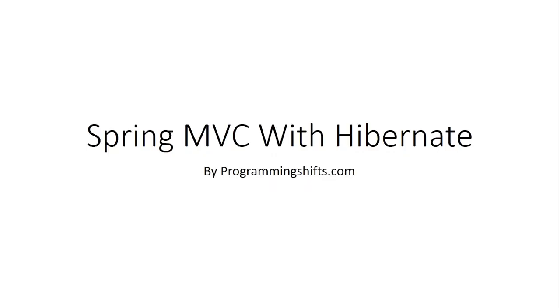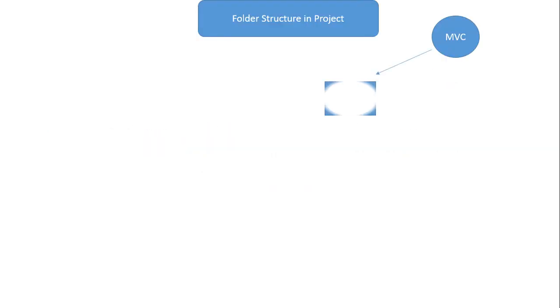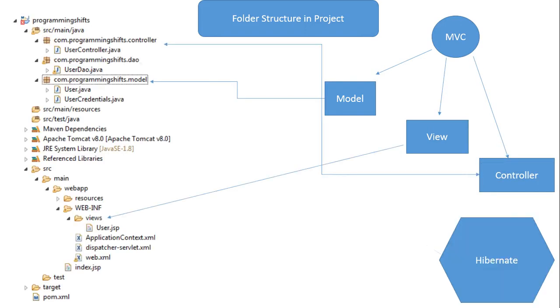To start, I will set up a project structure in Eclipse. You need to create a dynamic web project in Eclipse and follow the folder structure shown in the sidebar. You need to create three folders inside the src folder, right? Under src main Java, I have already created the controller folder, DAO folder, and model folder, right?